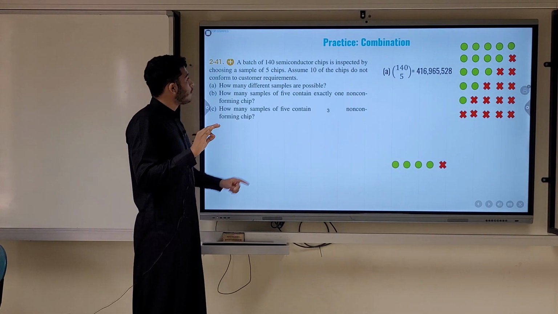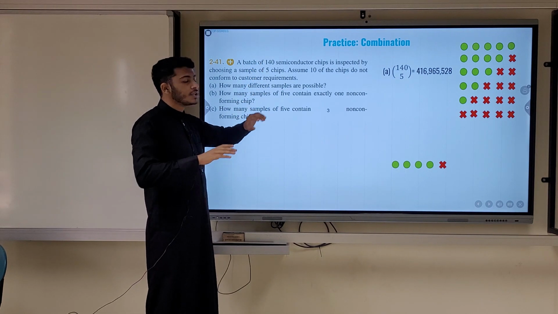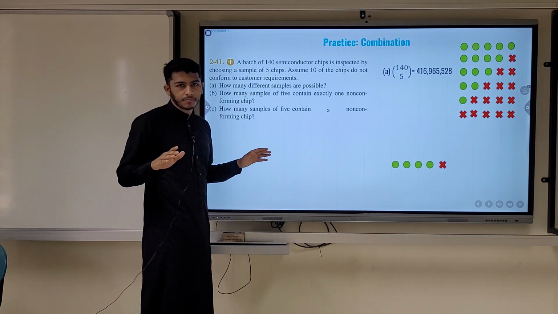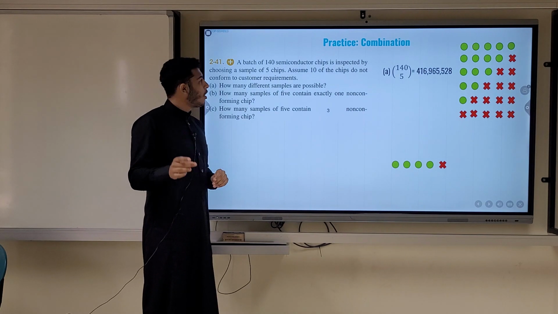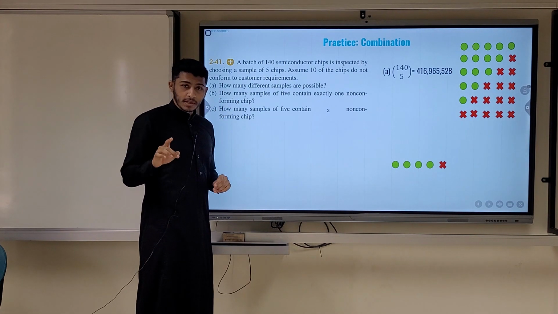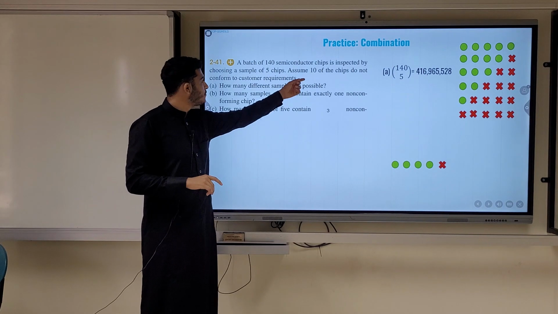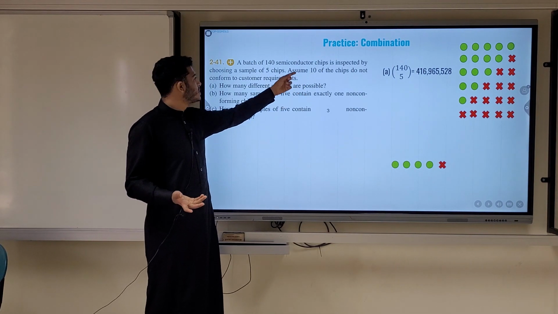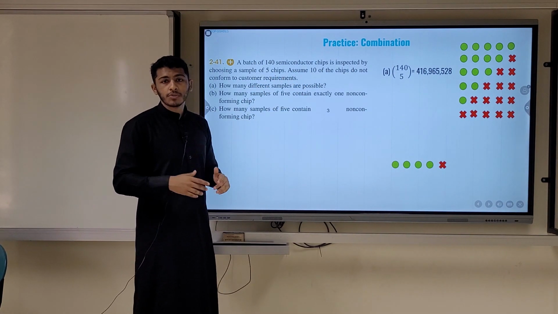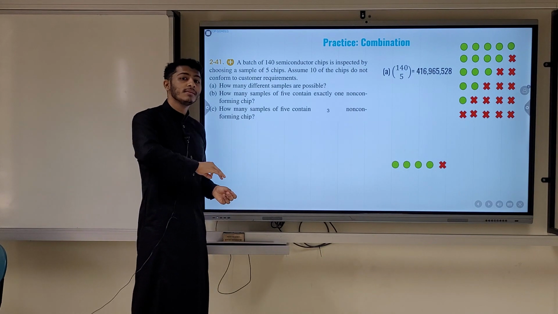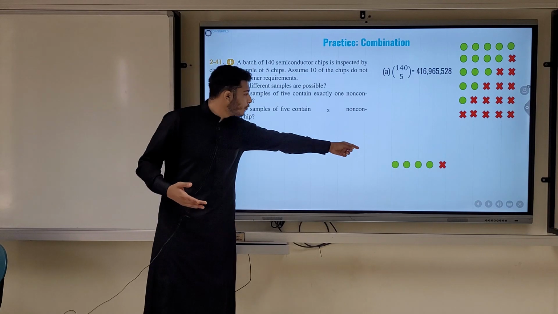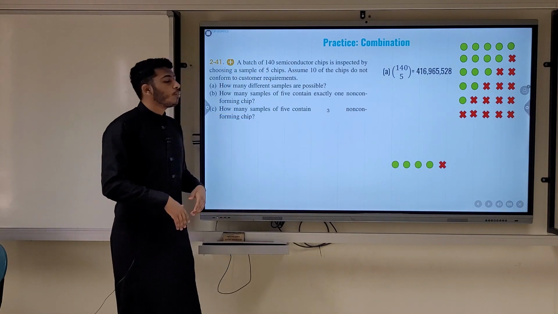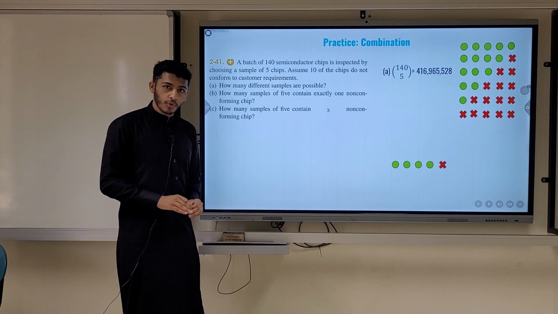So we know from the question that we have 140 semiconductors total. I'm going to ask 2 questions now. How many conforming semiconductors do we have? Well, we know we have 10 non-conforming, so we subtract 10 from 140, we get 130. So we have 130 conforming. How many conforming do we need? We need 4. So we do 130 choose 4.